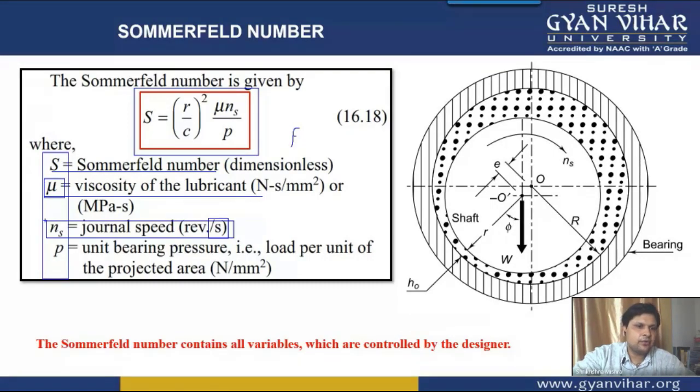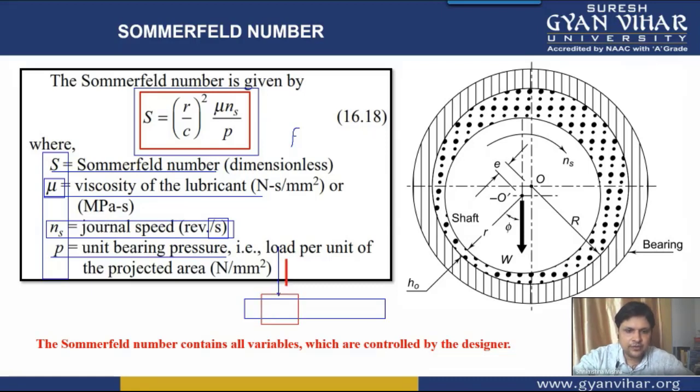So notations are very important. Sometimes when we refer to different books, the notations used in different books are different, and sometimes we get a bit confused. So don't go into the notation, go into the particular thing that the notation is trying to say. Similarly, this is small p, the unit bearing pressure. Unit bearing pressure means the load that is acting on the bearing, that particular load.